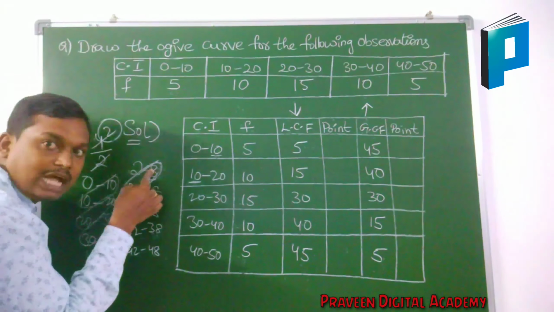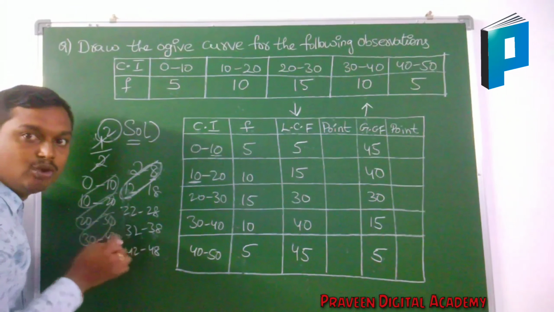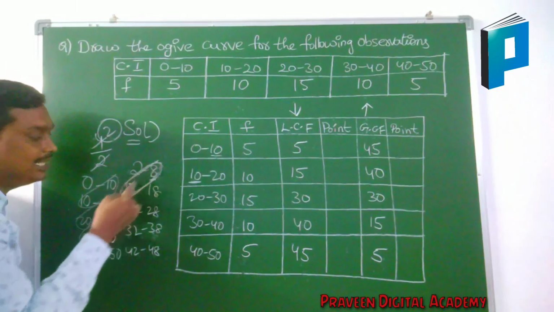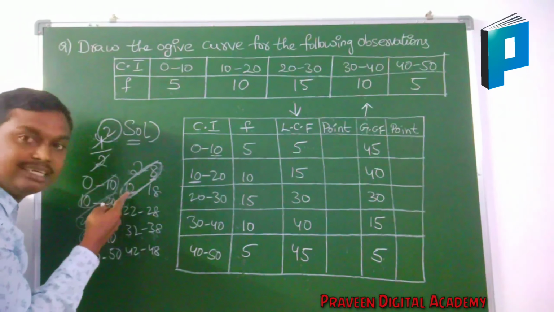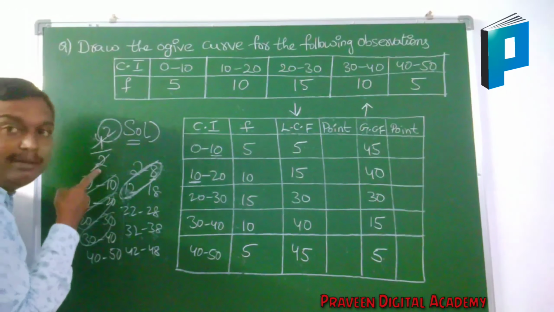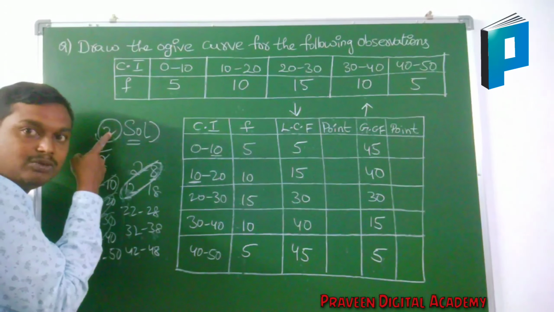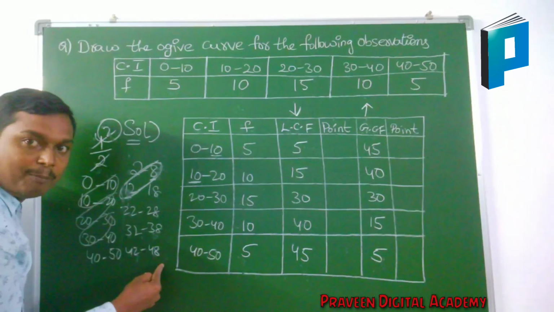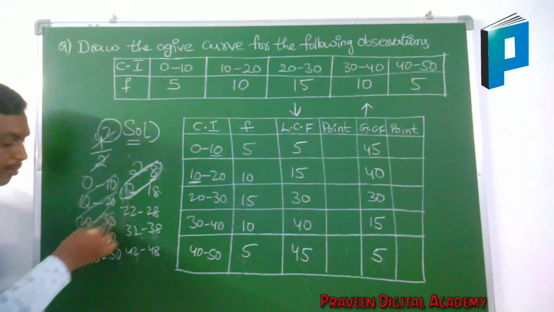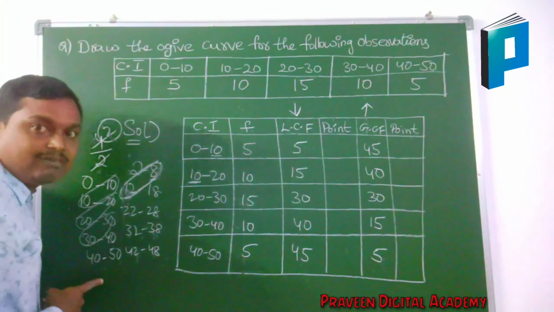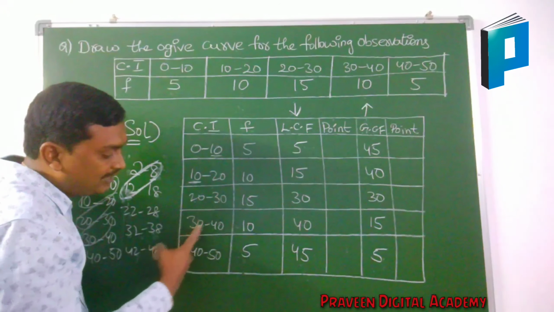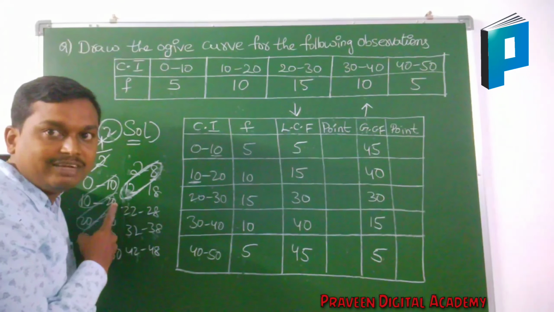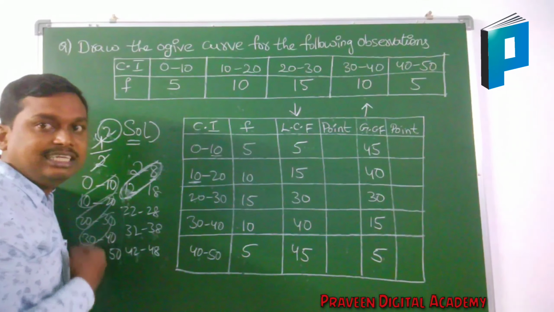If the upper boundary of the first class interval is not equal to the lower boundary of the next class interval, take the difference of the first upper boundary and the second lower boundary and divide by 2. Whatever answer you get, subtract it from the lower boundary and add it to the upper boundary, so the upper and lower boundaries become equal. Here, in the question they have given equal ones, so no need to change. If you get unequal class intervals, you have to make them equal in this way.